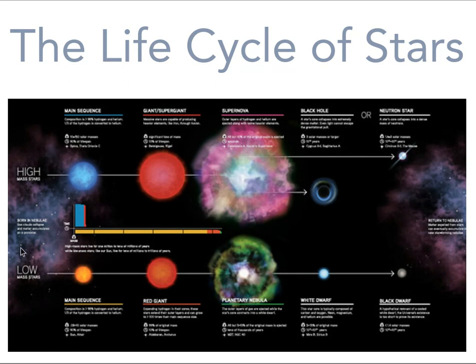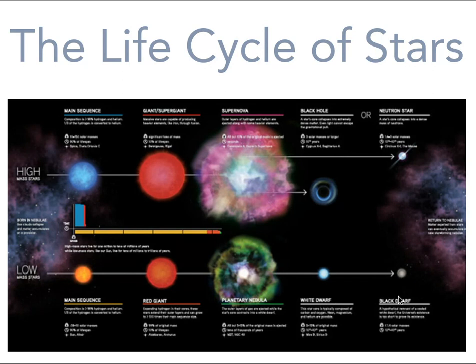Now, the case is totally different for lower mass stars, which our sun actually qualifies as. So, our sun is a main sequence star, just a normal average size. Eventually, our sun will start to turn into a red giant and it will engulf the Earth at that time. At that point, it will turn into a planetary nebula, not the same thing as the nebula that it was born in. And then it will turn into a white dwarf and finally a black dwarf. And that's the end of its life cycle.